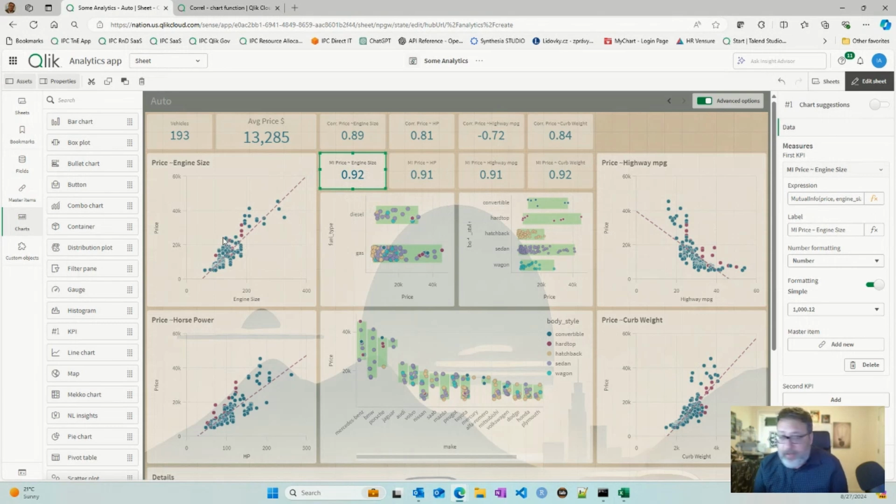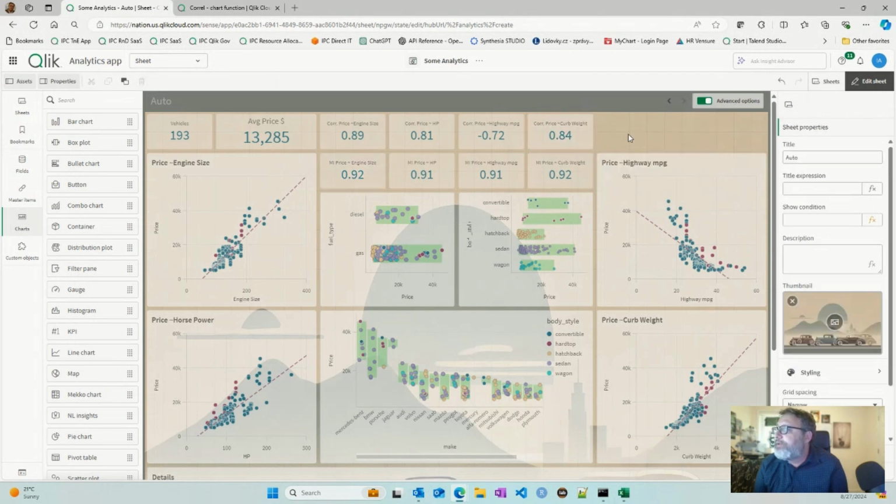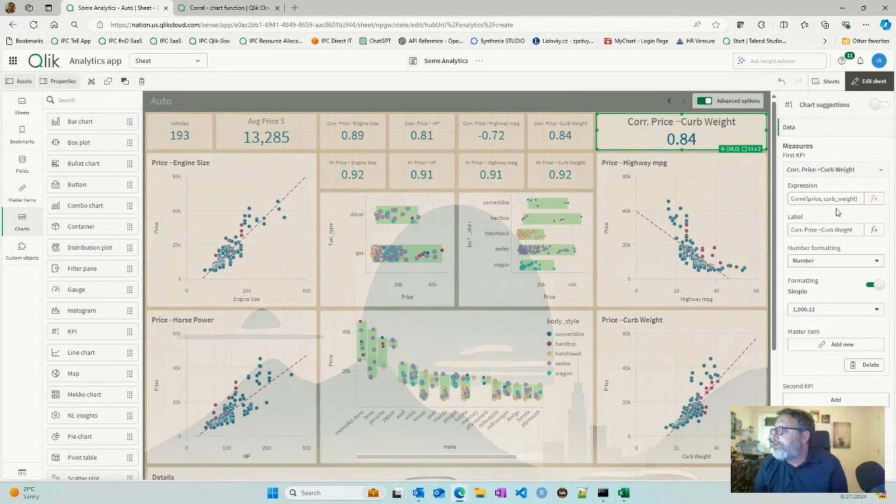Now, you know what is cool about this mutual information? You can use it for data that is not numeric. So let's do a mutual information between price and, say, how about the body style? So let me copy this here. Let me place it like this here. And this will be the mutual information between price and body style. Let's do it.